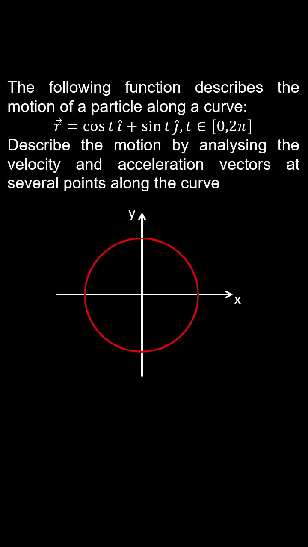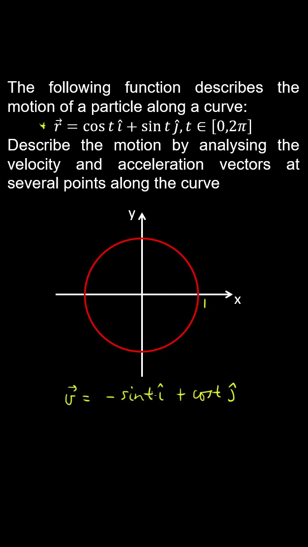The following function describes the motion of a particle along a curve, and we're asked to describe the motion by analyzing the velocity and acceleration vectors at several points along the curve. So differentiating the position with respect to time, we get the velocity. So we can see that this is a parameterization of a circle with a radius of 1.